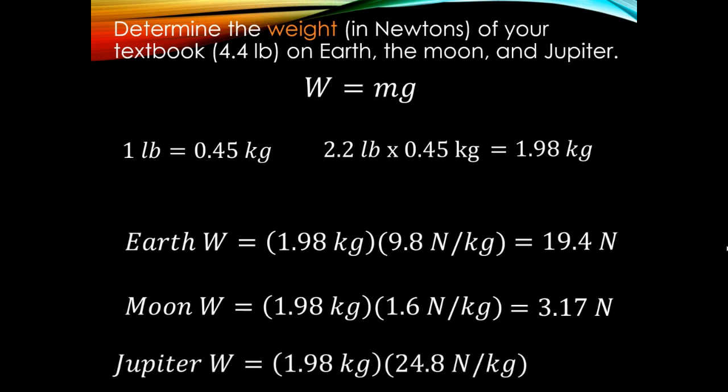What about Jupiter? It has a g of 24.8 newtons per kilogram. So what does that do to our weight? We take that 1.98 kilograms, multiply it by 24.8, and we're going to have 49.1 newtons. That's a lot of apples.